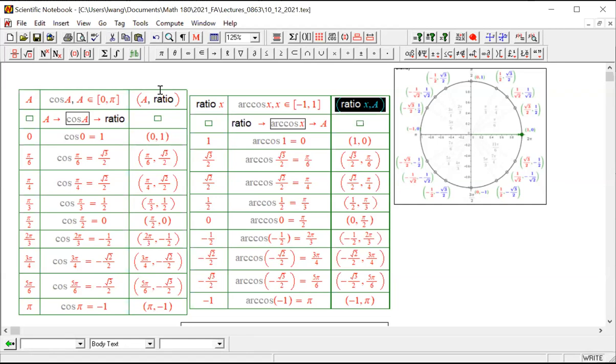When we try to find the inverse, what do we do? We swap X, Y, right? What does swapping X, Y mean? It's swapping input with output. So input becomes output. If you look at the first row, input becomes output, output becomes input. Do you guys see that? That's the meaning of ArcCosine.